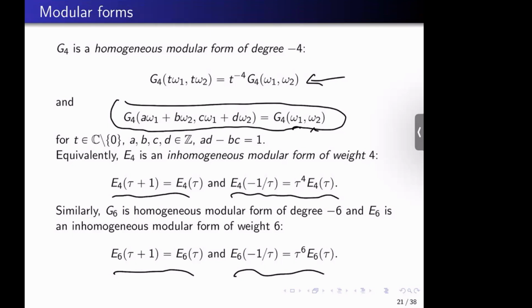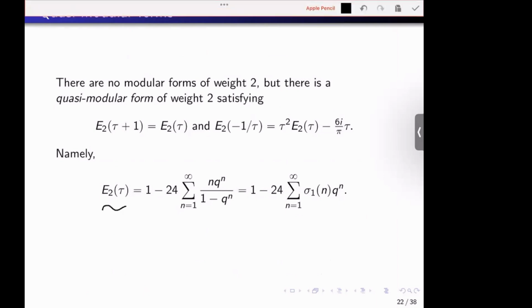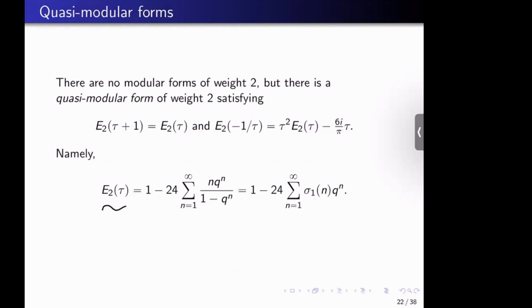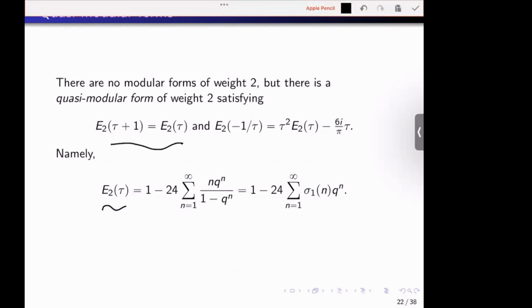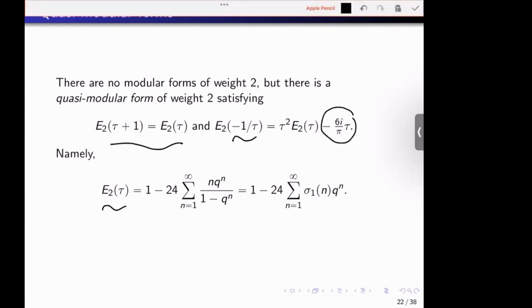There's one more expression of a similar type that I need. This function is traditionally called E2. It's not a modular form; it's a so-called quasi-modular form. It still is 1-periodic, but if you feed the inversion into the function, you get an extra term that pops out.